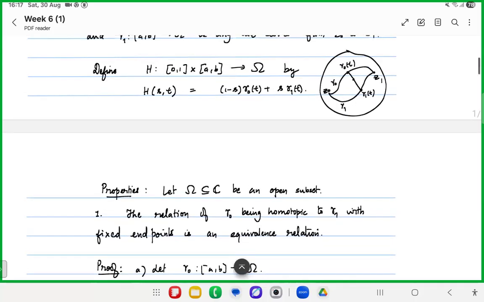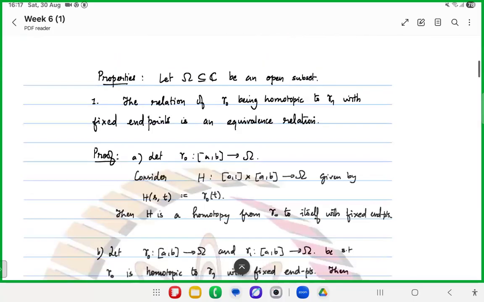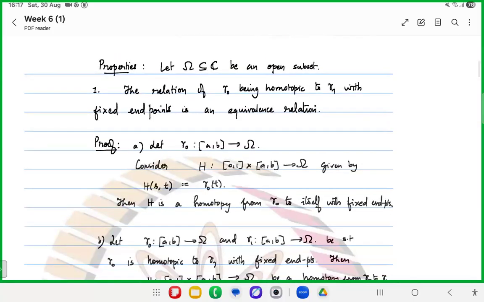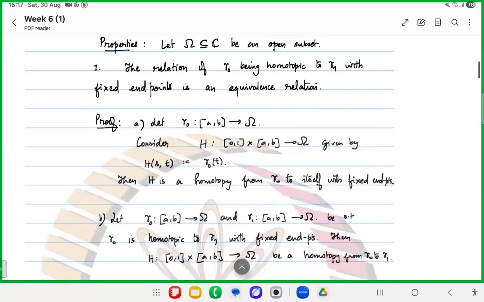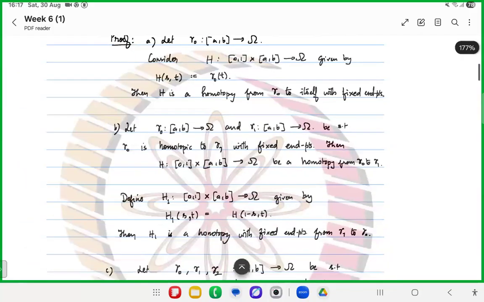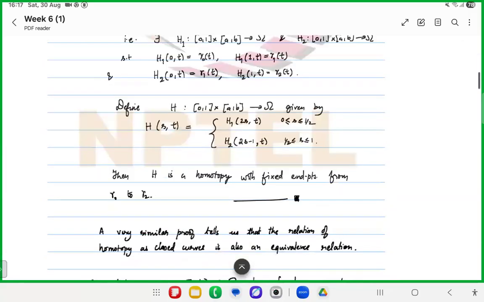After this, what we have seen is that for an open set omega, if we have a homotopy between two curves, the relation of being homotopic is an equivalence relation. Gamma naught is related to gamma naught. If gamma naught is homotopic to gamma 1, then gamma 1 is homotopic to gamma naught. After this proof, there are some more relations about homotopy.